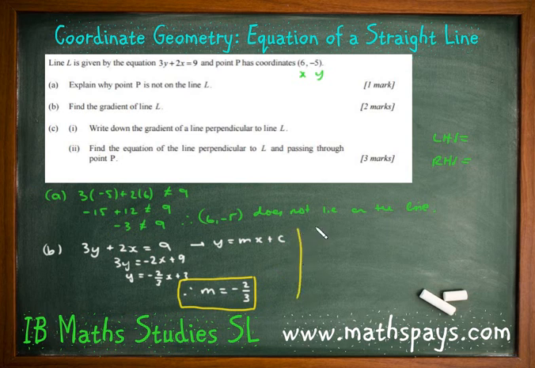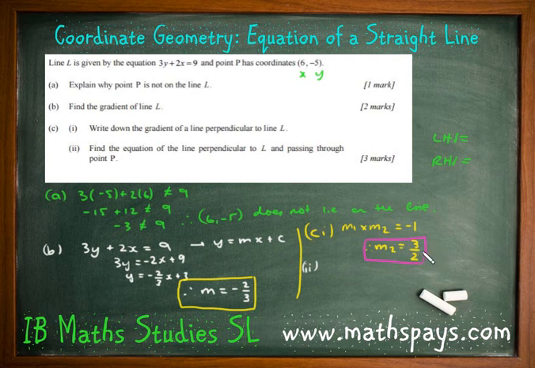Now C, part 1, says to find the gradient of the line perpendicular to line L. Alright, well, we now know that for perpendicular lines, if I multiply them together, I get negative 1, or the negative reciprocal. So therefore, m2 equals 3 over 2. Okay, I always like to put that first line down, m1 times m2 equals negative 1. It shows that I know my rules and the understanding behind the perpendicular gradient. Now the last part of the question is a hence or otherwise. Find the equation of the line perpendicular to L and passing through point P.